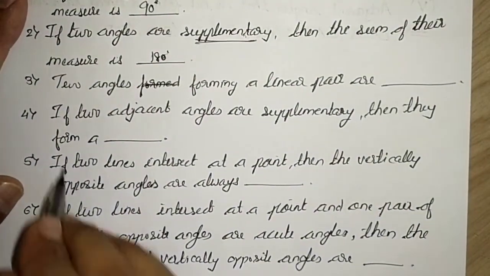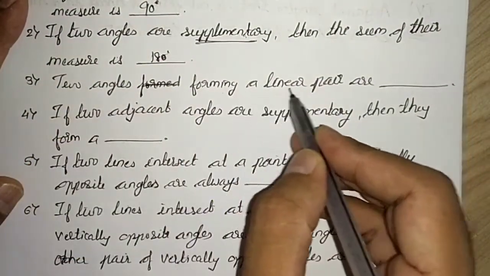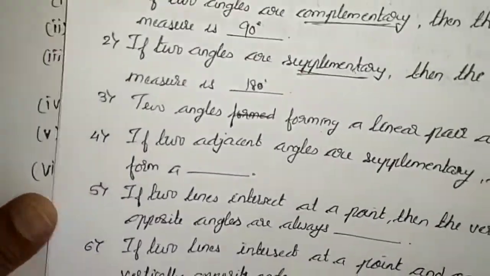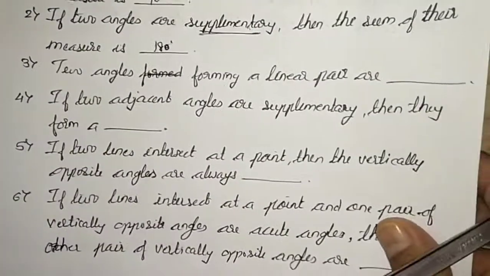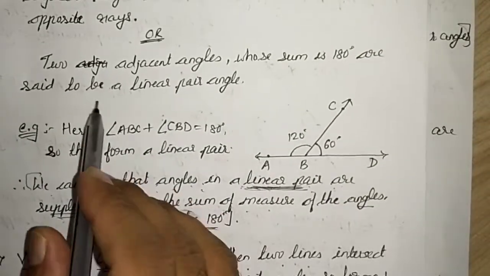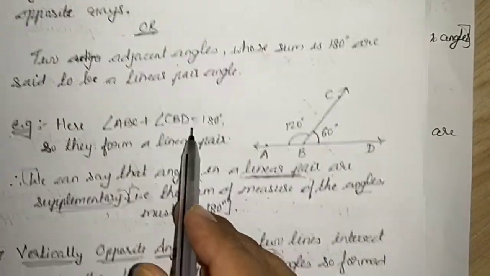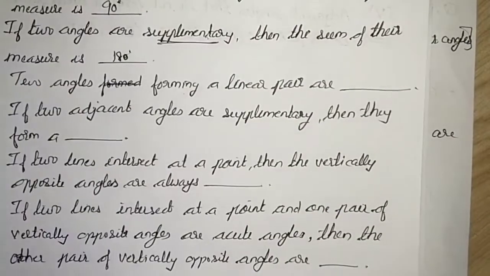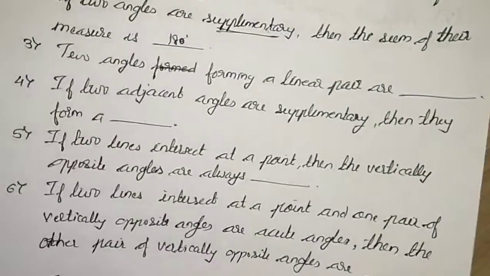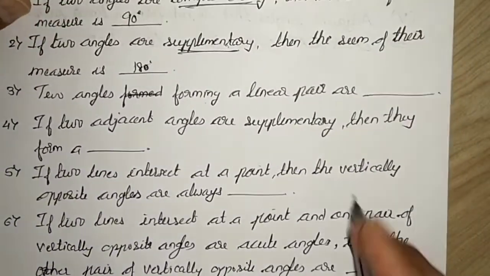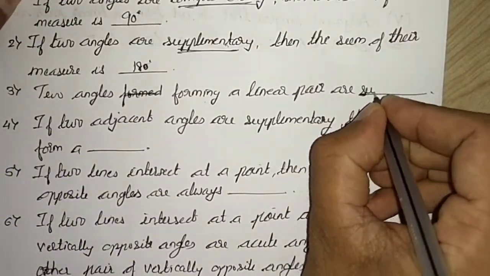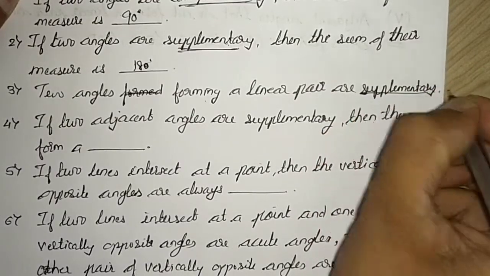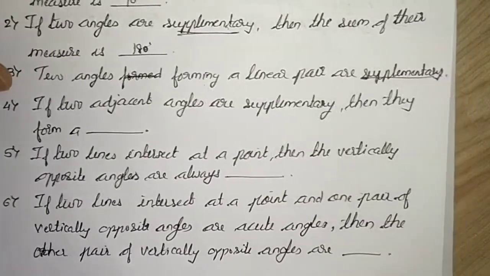Third question: two angles forming a linear pair are, I have given you in the introductory part, two adjacent angles. We can say that angles in the linear pair are supplementary, already explained. So two angles forming a linear pair are supplementary, that means they are 180 degree, so you will write supplementary.